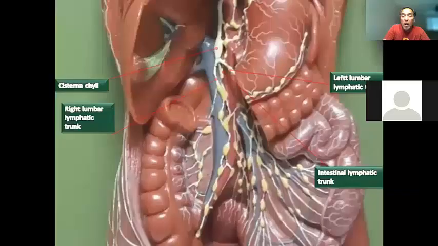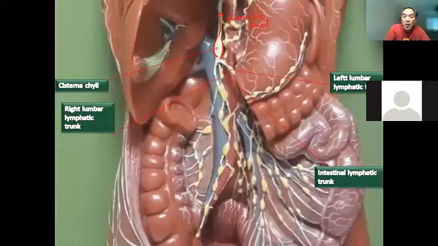Next. Okay, this now is a little bit of a magnified view of what we call the cisterna chyli. The cisterna chyli is this bulge that we have in the area close to the abdominal organs. And again, this is connecting into the thoracic duct. So this one connects to the thoracic duct.